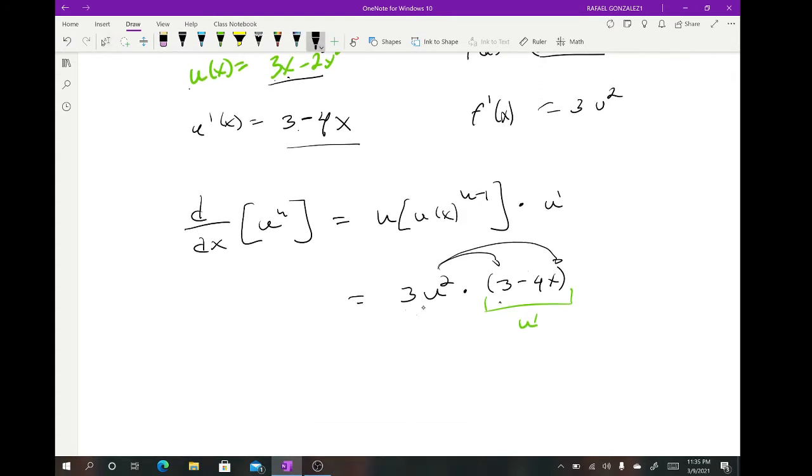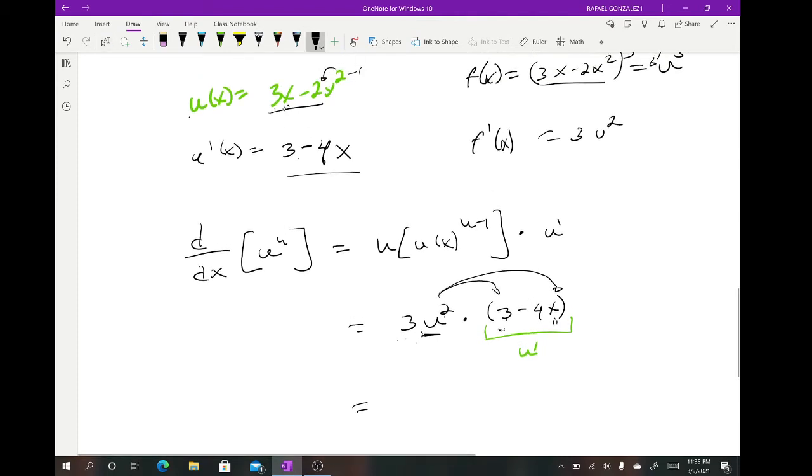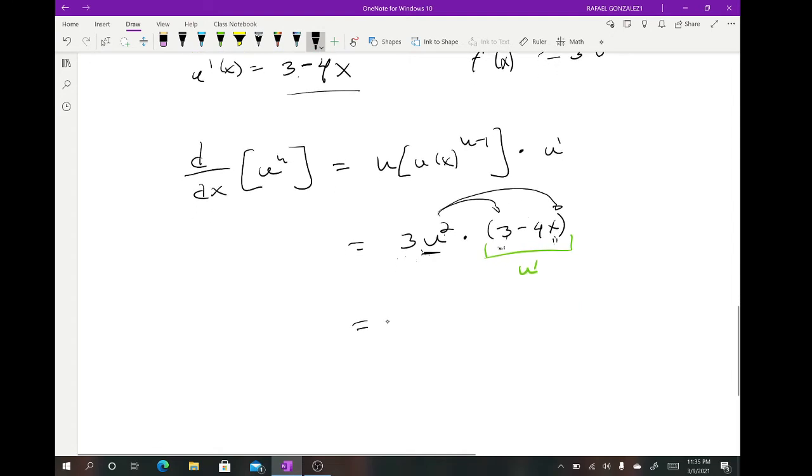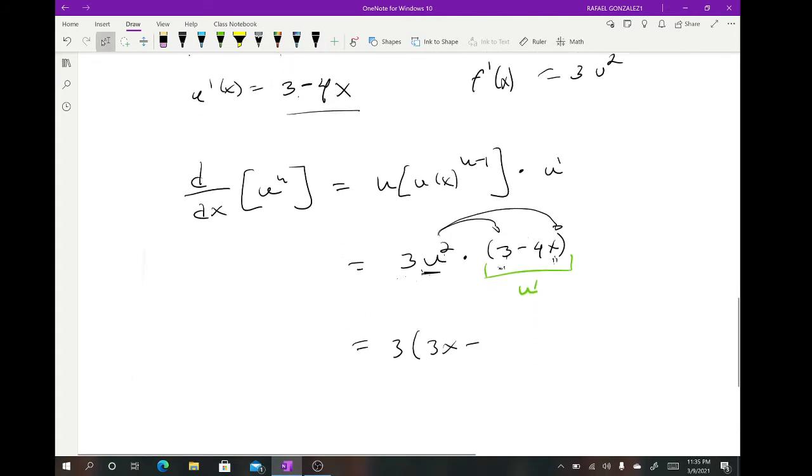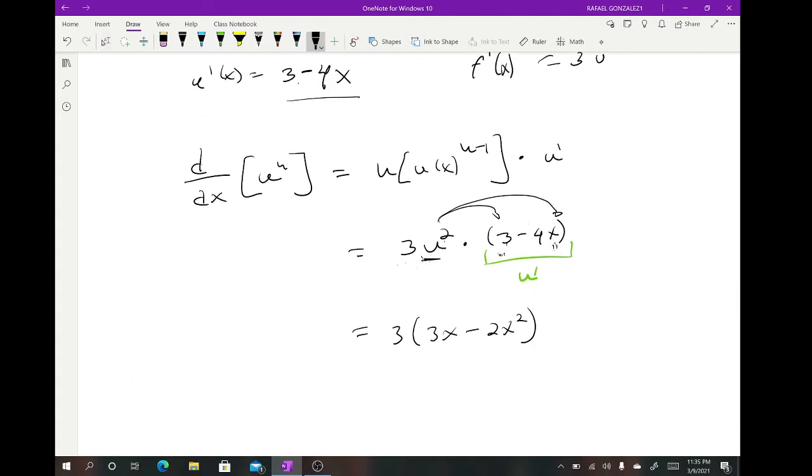It's not going to be just 3u squared times 3. A lot of students make that mistake. They only multiply times the first term and not the second term. The problem was given to us in terms of x's, so we should rewrite this u for what it actually is. u is equal to 3x minus 2x squared. So this is equal to 3 times (3x minus 2x squared) squared times (3 minus 4x).